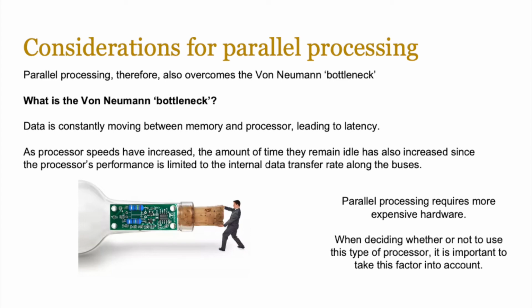Now, the bottom line is that it doesn't really solve the von Neumann bottleneck, because that means that the memory is on one side and the processor is on the other side, and there's a slow bus in between. But it does help improve the performance because you're now getting an instruction broken down, which means that they're probably quicker to transfer, and then they're being processed by multiple processors. Those processors are operating at the same speed as other processors, so a lot of performance gains are possible. However, parallel processing requires more expensive hardware, so when deciding whether or not to use this type of processing, it is important to take this factor into account as well.